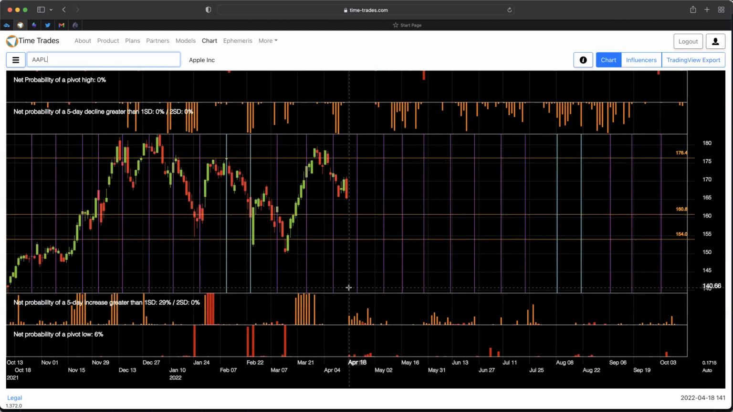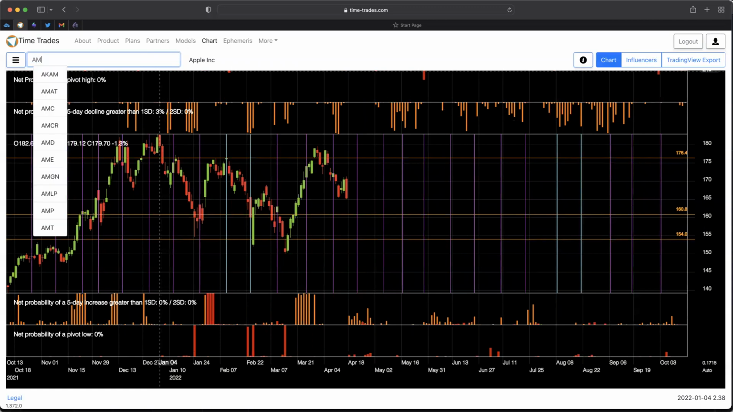We've got Apple. This is one of the reasons why I'm kind of bullish on the week: we've got a nice cluster of 1 standard deviation up moves here on Apple. We've got a nice hollow or gap here in terms of down pressure. So it looks like we've got a tailwind for the bullish scenario for this week.